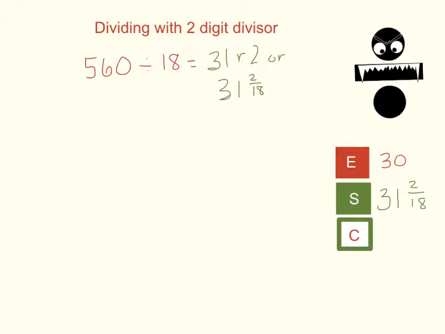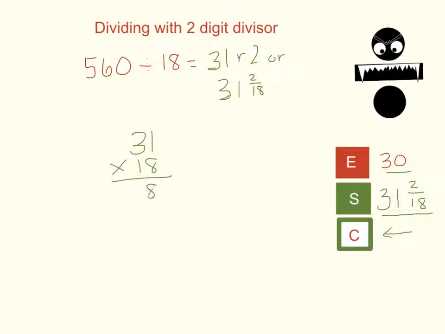Okay, so now, it doesn't really matter what strategy you used. We have our estimate at 30. Our answer, no matter what strategy, came out to 31 and 2/18. So now this is where we finally are on the check. Remember, you take your answer and multiply it times the divisor. So I'm going to take 31, don't worry about the remainder yet, times 18.